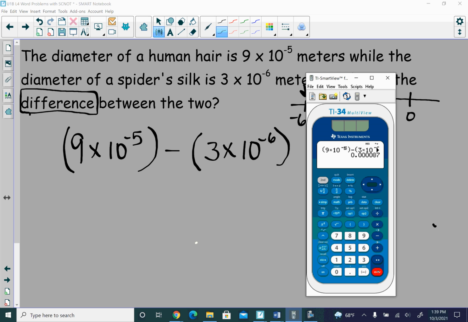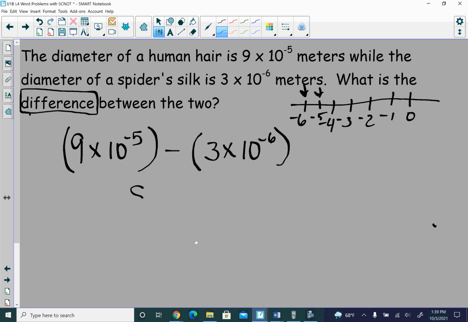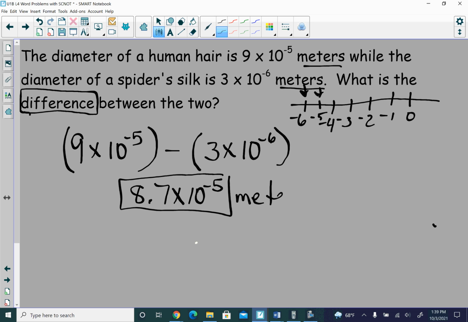And I'm in standard form again because I forgot to switch it. So I'm going to go back to my mode and switch my mode. It's highlighted on normal, but I'm blinking on scientific. So if I hit enter, it switched it. And now if I go back and try that question one more time with subtraction in scientific notation, 8.7 times 10 to the negative 5th. And I can say my label would be meters because both of those were in the unit of measure called meters.